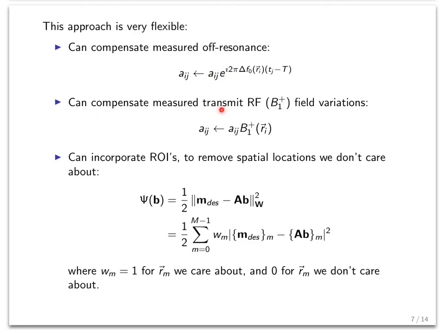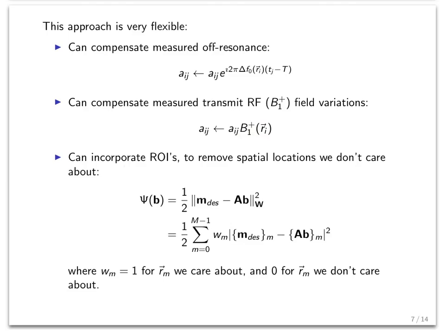You can also compensate measured transmit or RF field variations. And so if you can measure a map like this, and there are lots of different ways to measure the strength of the RF field as a function of space, then you basically multiply the elements of your matrix by that measured B1 plus field at each location r sub i, and use that as your design matrix.